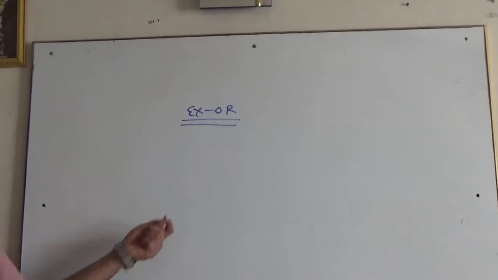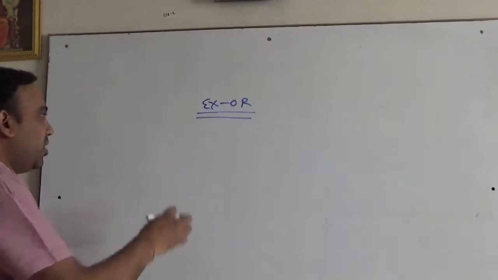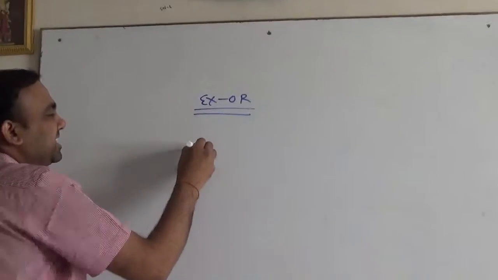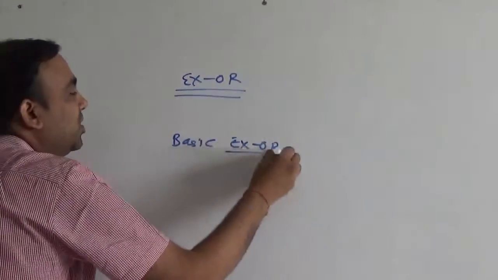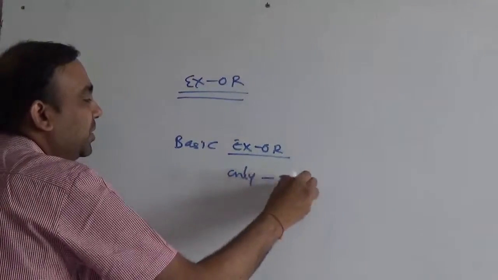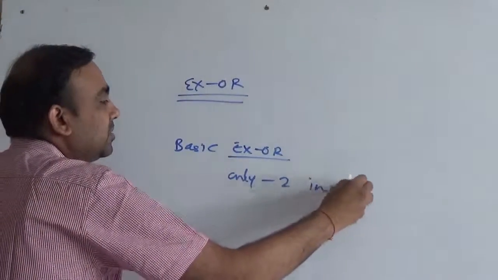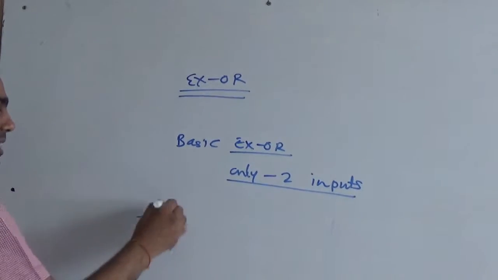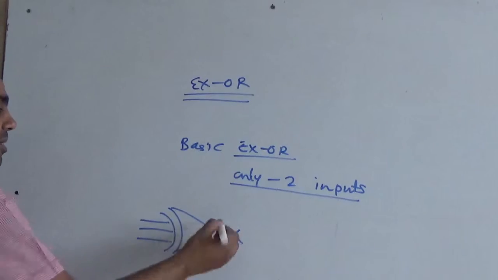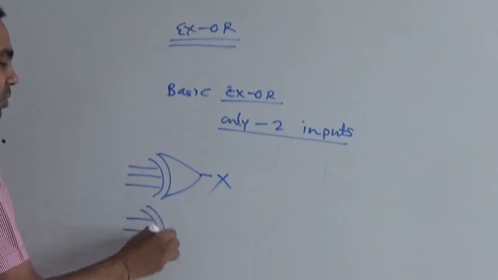Again, some important facts about the XOR: basic XOR has got only two inputs. Keep in mind, only two inputs. We cannot have XOR like this. Look at this, this is not possible. Basic XOR has got only two inputs.